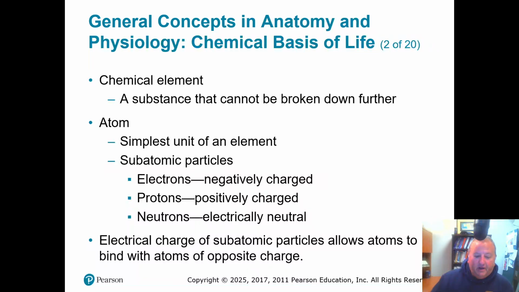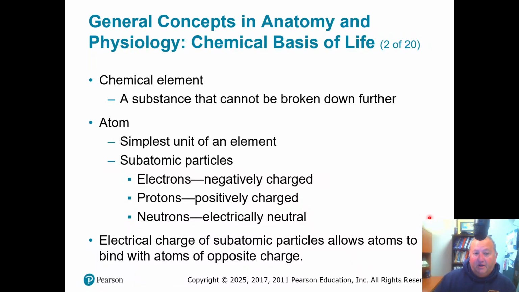A chemical element is an element that can't be broken down any further. If you remember back in school talking about the periodic table, those are elements, and they can't be broken down any further. An atom is the simplest unit of an element, right? And it's going to consist of three types of subatomic particles. You're going to have your neutron, which is electrically neutral. It doesn't carry a positive or negative charge.